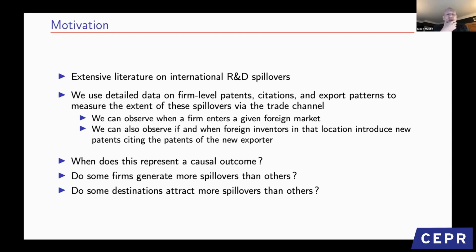So just as a very brief idea, we're going to be able to observe, for French firms, when a French firm enters a given foreign market, and we're going to be able to observe if and when foreign inventors in that location introduce new patents citing the patent of this new exporter. And so the key question for us is to think about these spillovers and to see when this is going to represent a causal outcome. And then I'm going to talk just a little bit about answering some additional questions about whether some firms generate more of these spillovers than others, and whether some destinations attract more spillovers than others.